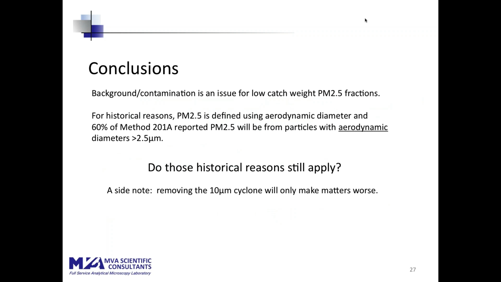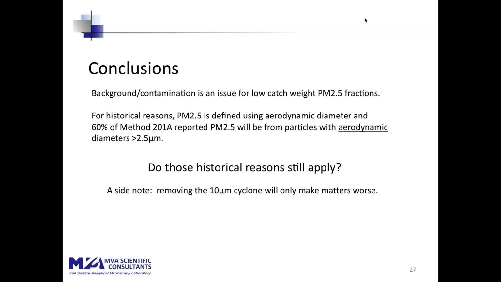So in conclusion, background and contamination is an issue for low catch weight PM 2.5 fractions, just as it is for method 202 catches. For historical reasons, PM 2.5 is defined using aerodynamic diameter. And that means by the method that usually the majority of the particulate caught, or possibly the majority of the particulate caught in a PM 2.5 fraction is going to be particulate that is larger than 2.5 microns. Even the aerodynamic diameter is larger than 2.5 microns.